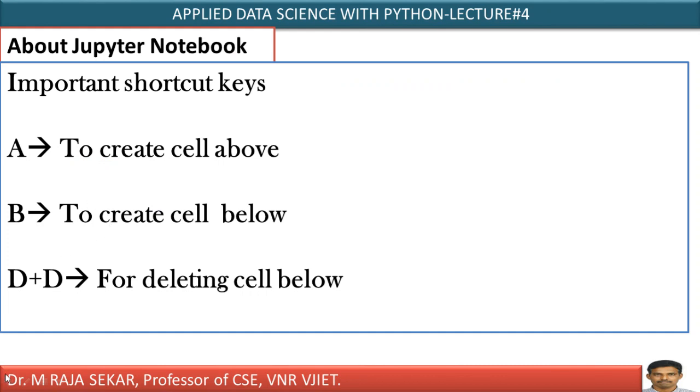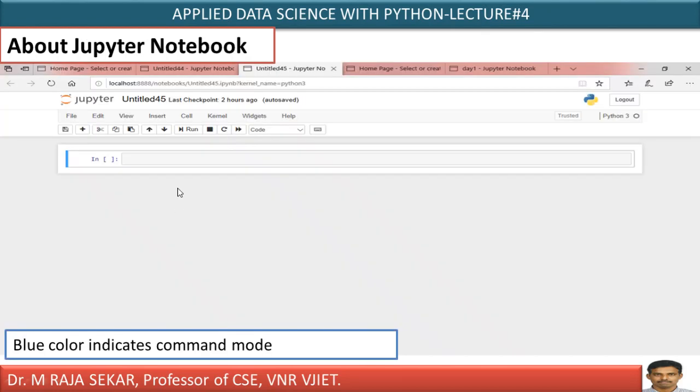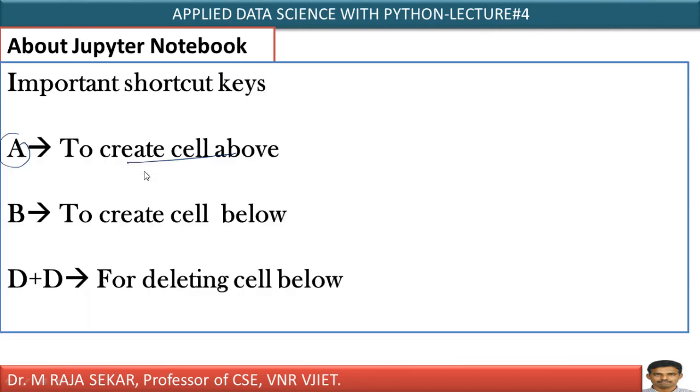Yes, these are different commands one can make use of in command mode. I can say these are shortcut keys in Jupyter Notebook. Capital A, just remember, just like above, creates a cell above. If you have a cell here and you want to create a cell above this cell, just type in command mode capital A, so that a cell will be created above the current cell. If you type capital B, it will create a cell below.